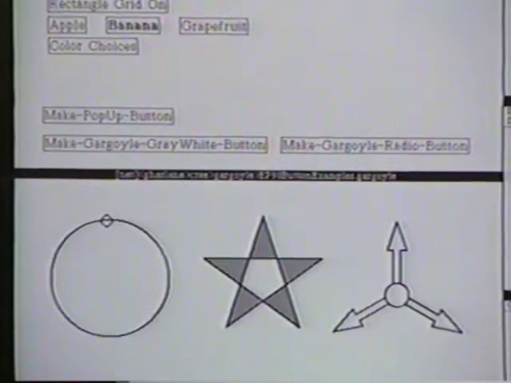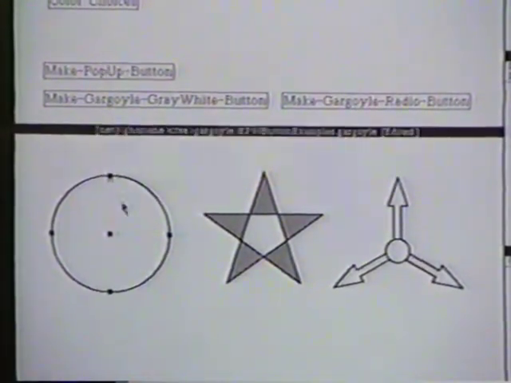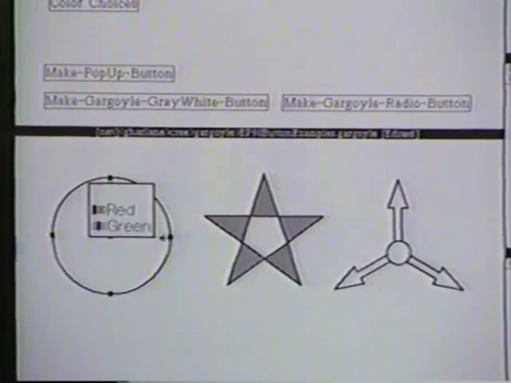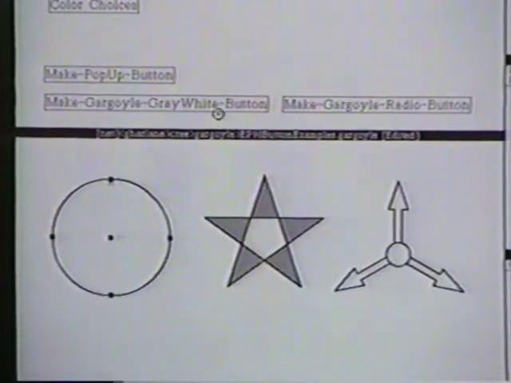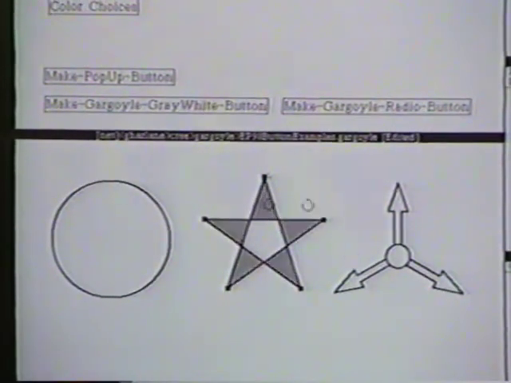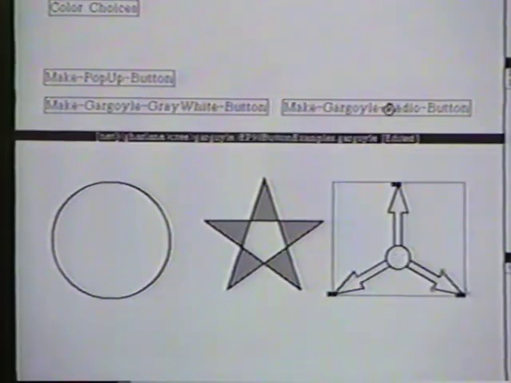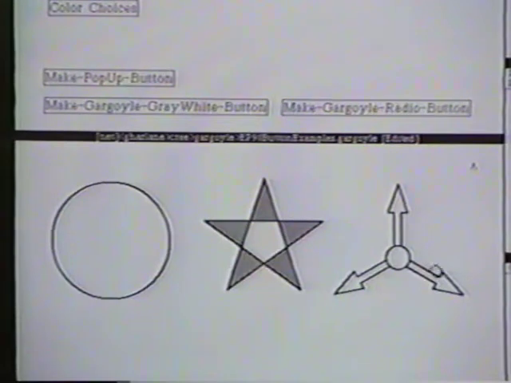Buttonizers can also be used to create buttons in illustrations. For example, this circle can become a button that offers a choice of colors. This star can become a button that changes its own color. These three arrows can become a set of radio buttons, only one of which is black at a time.